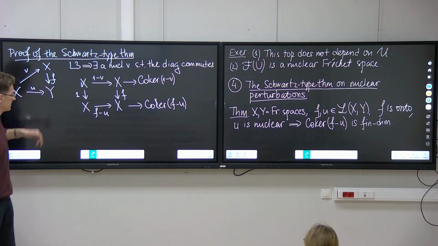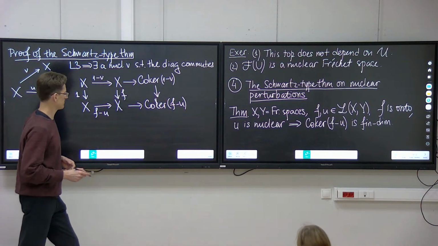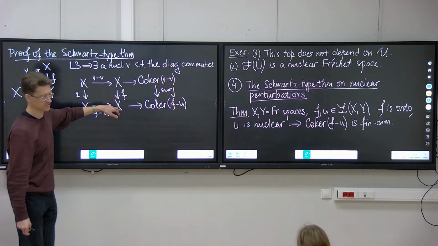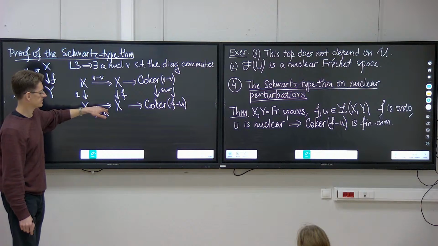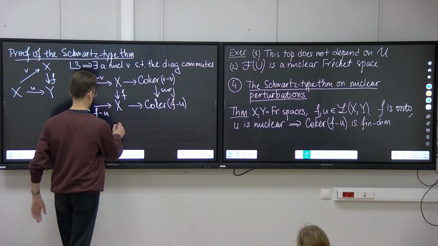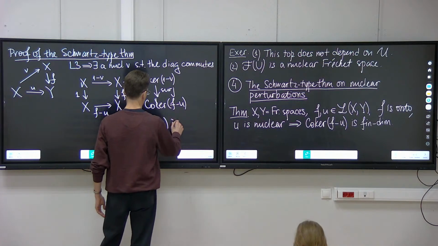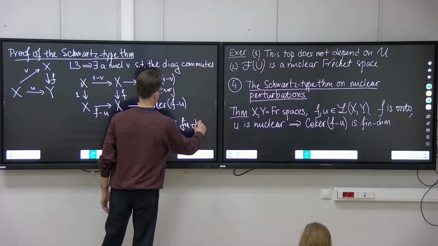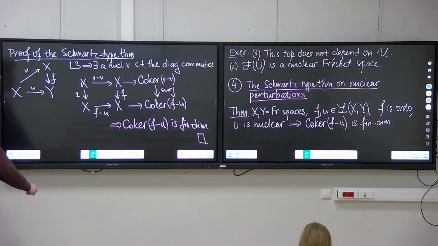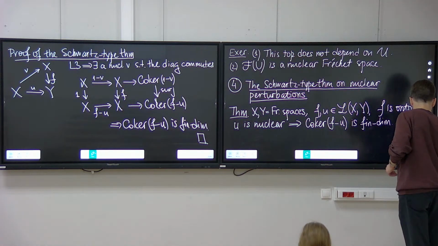So the diagram commutes, and as a result, we get a map from here to here, which is surjective because F is surjective. But this one is finite dimensional, and this implies that this one is also finite dimensional. And this completes the proof of our Schwartz type theorem. Okay.